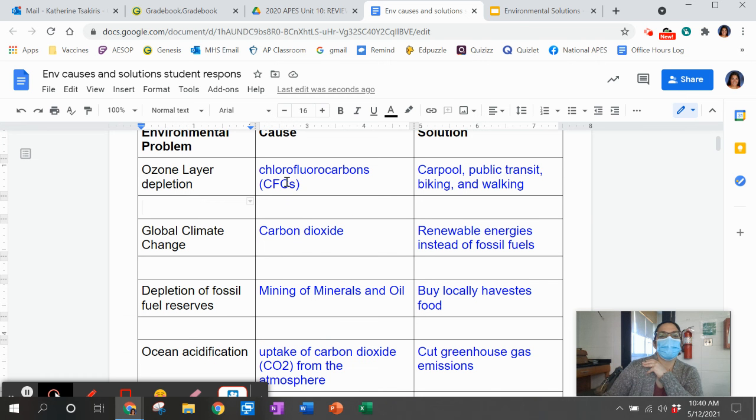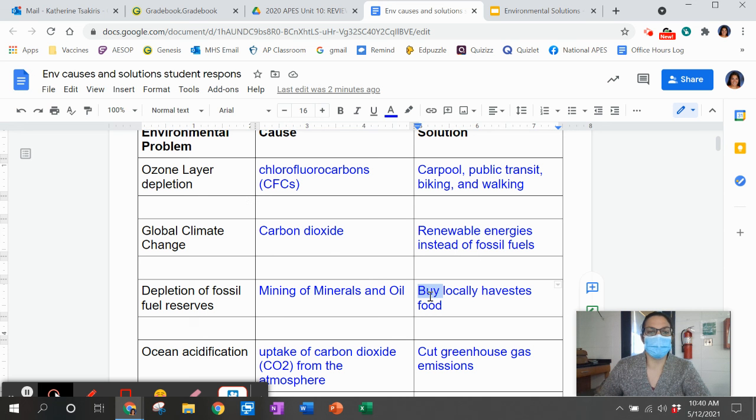All right. What's the cause of the depletion of fossil fuel reserves? Mining of minerals and oil. Okay. Well, fossil fuel reserves, minerals, you wouldn't get a point for this. Mining of minerals isn't why we're depleting our fossil fuels. We're depleting our fossil fuels because of mining of fossil fuels like coal, oil, and natural gas for human consumption in the process of creating electricity, driving our cars, heating our houses.